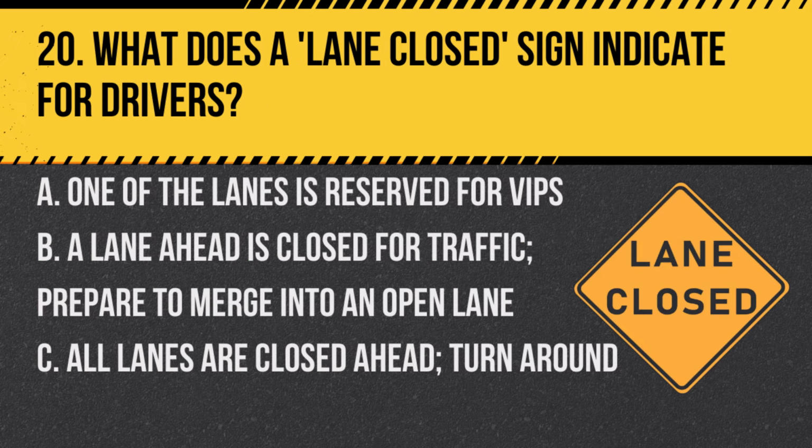Question 20. What does a lane closed sign indicate for drivers? A. One of the lanes is reserved for VIPs. B. A lane ahead is closed for traffic. Prepare to merge into an open lane. C. All lanes are closed ahead. Turn around. Answer B. A lane ahead is closed for traffic. Prepare to merge into an open lane. A lane closed sign warns drivers that one of the lanes on the road ahead is not available for use, and they should be prepared to safely merge into another lane.